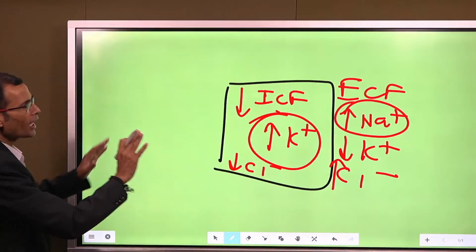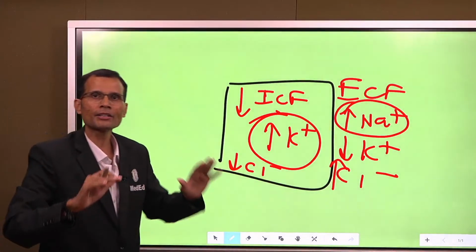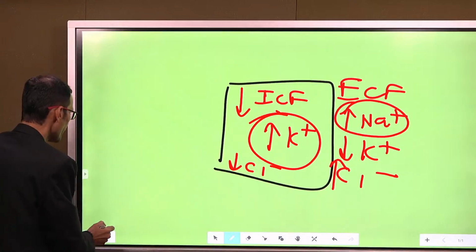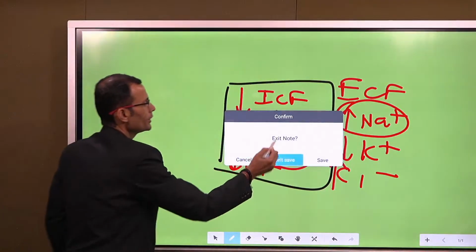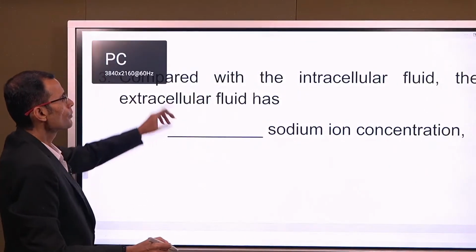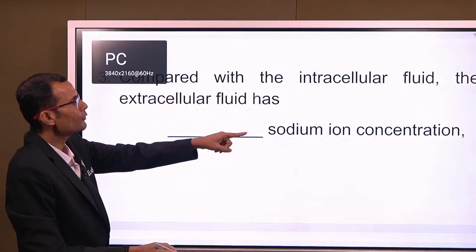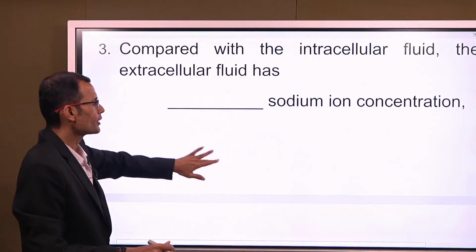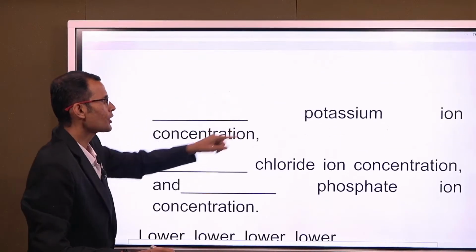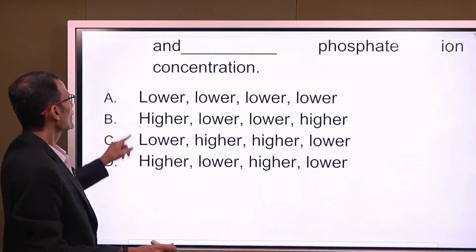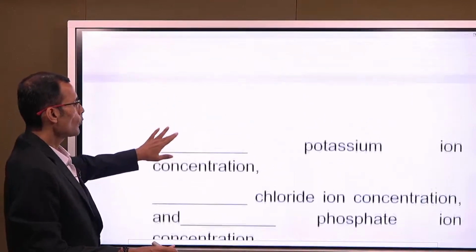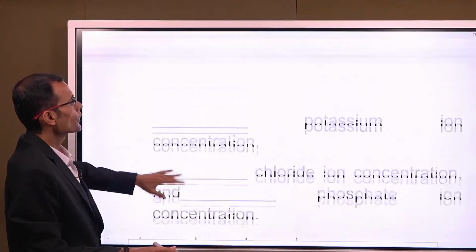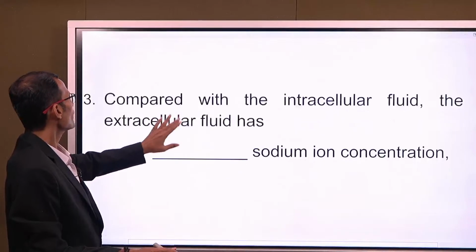So once we know this fact clearly, then solving the MCQ will be a piece of cake. So let's have a look at the options. Compared with ICF, the ECF has high sodium concentration, low potassium concentration. So high, low. Then what about chloride ion concentration? Yes, ECF has high chloride.